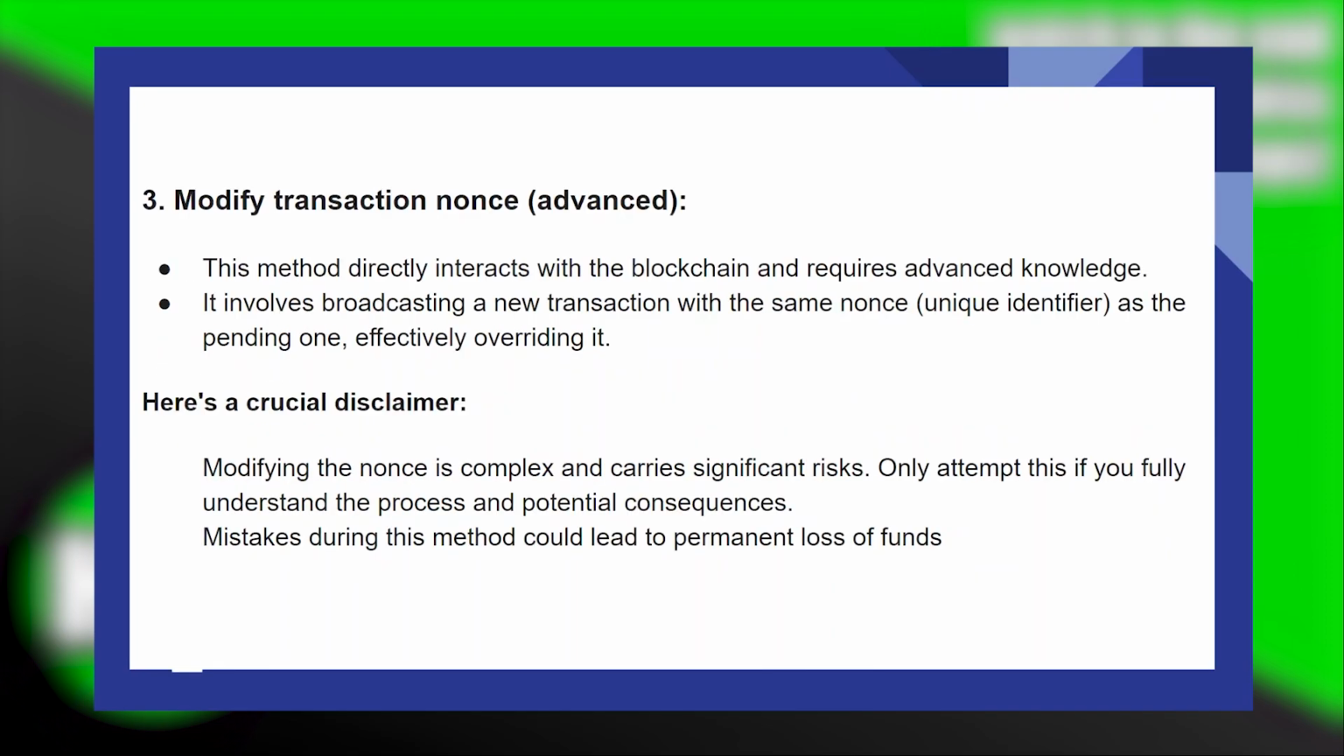Next, modify transaction nonce. This method directly interacts with the blockchain and requires advanced knowledge. It involves broadcasting a new transaction with the same nonce, which means the unique identifier as the pending one, effectively overriding it. Here's a crucial disclaimer.